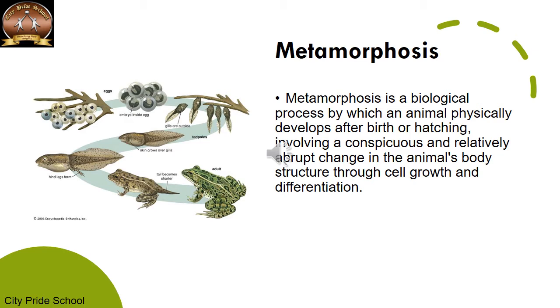So in such situations, the changes undergone by the young one to become the adult are termed metamorphosis. It is a biological process by which the animal physically develops from birth or from the hatching time, and this involves a number of changes in the body of the organism, and through cell growth and differentiation leads to the formation of the adult, which is totally different from the baby stage.